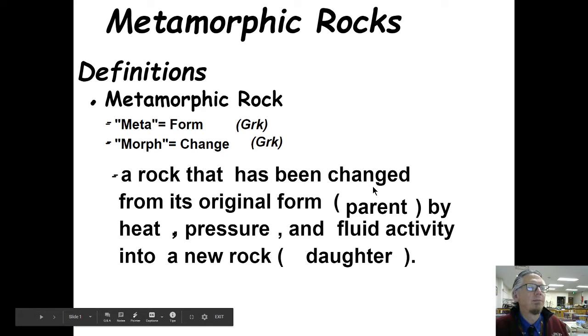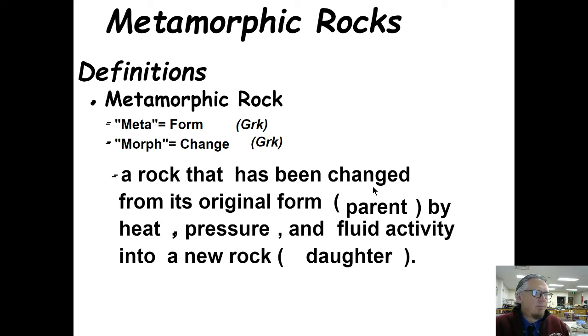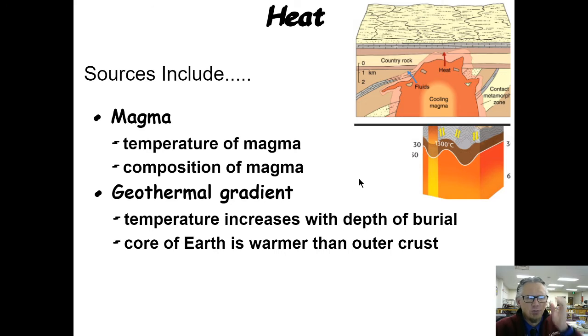Okay, this video is on metamorphic rocks. Metamorphic comes from two Greek roots: meta, meaning form, and morph, meaning change. You'll probably understand metamorphism more from butterflies and cocoons and chrysalis. When we take a look at the rock, the original rock is the parent rock, and the new rock that is there is going to be the daughter rock.